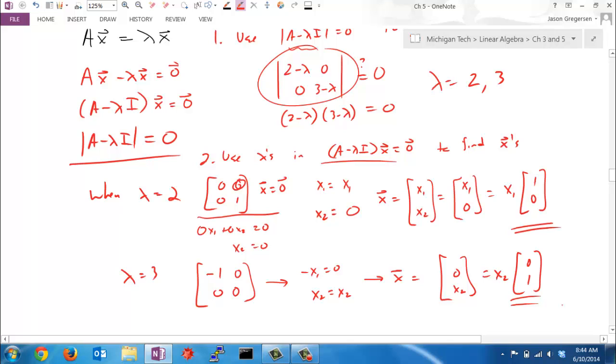Now I'll tell you that these turn out to be really nice eigenvectors because that was a really nice matrix we started with. We started with this beautiful diagonal matrix, so we get beautiful eigenvectors. All was right with the world.